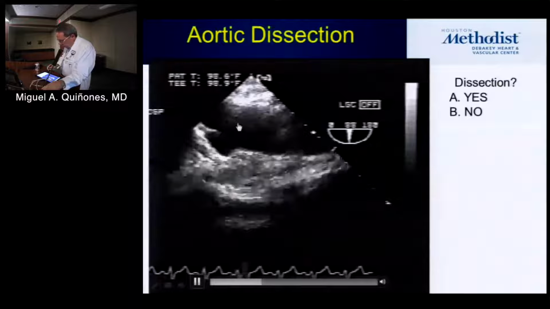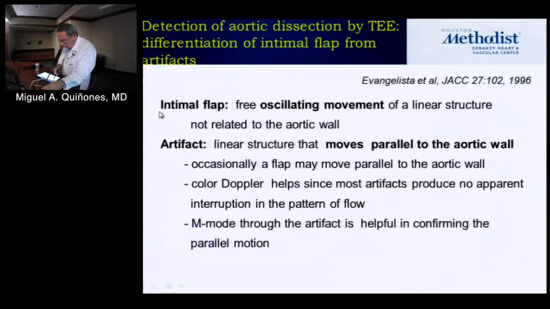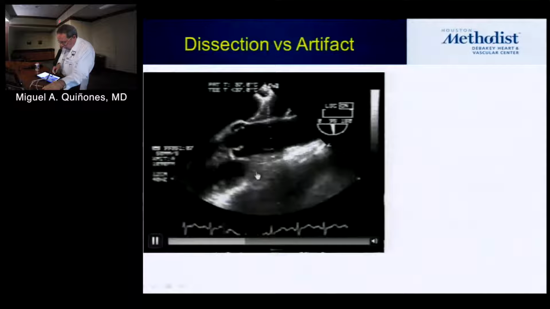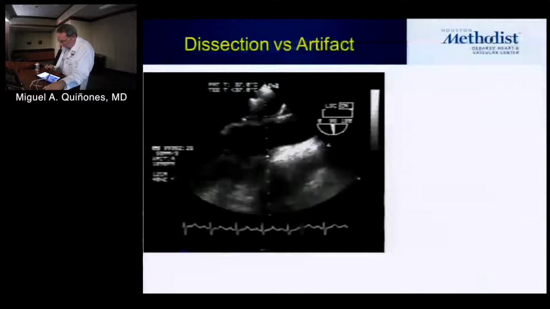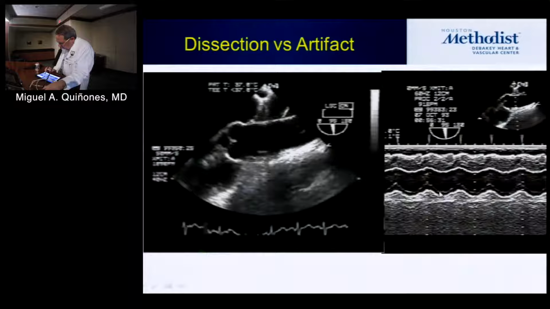Okay? So again, it goes back to what I said earlier. A real flap has an oscillating movement that is not related to the aortic wall. Artifacts tend to move parallel to the aortic wall. And you see that one there. Actually, the first time you see that, that is really very impressive. This one will make you stop and relook because it's right there flipping in your eyes. You do an M-mode, and now you can see that linear structure is moving totally in concert with the walls, which is very typical of an artifact.